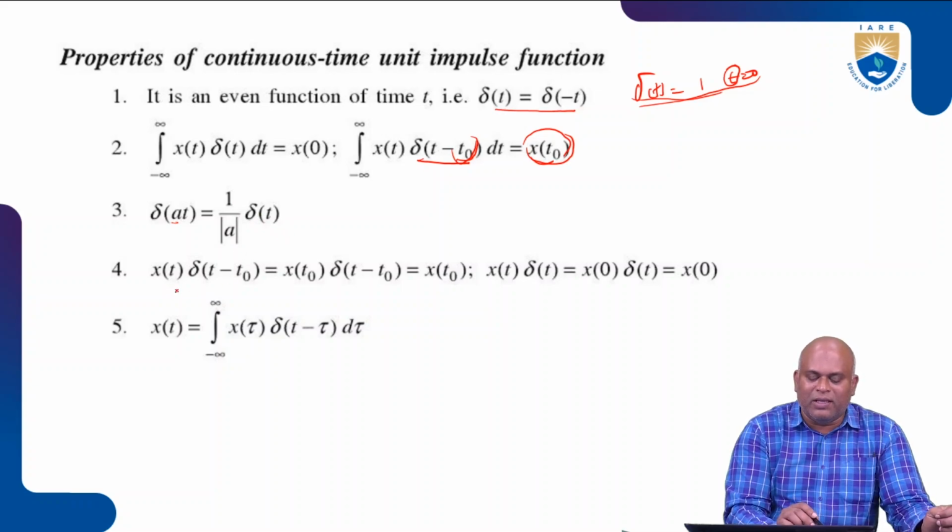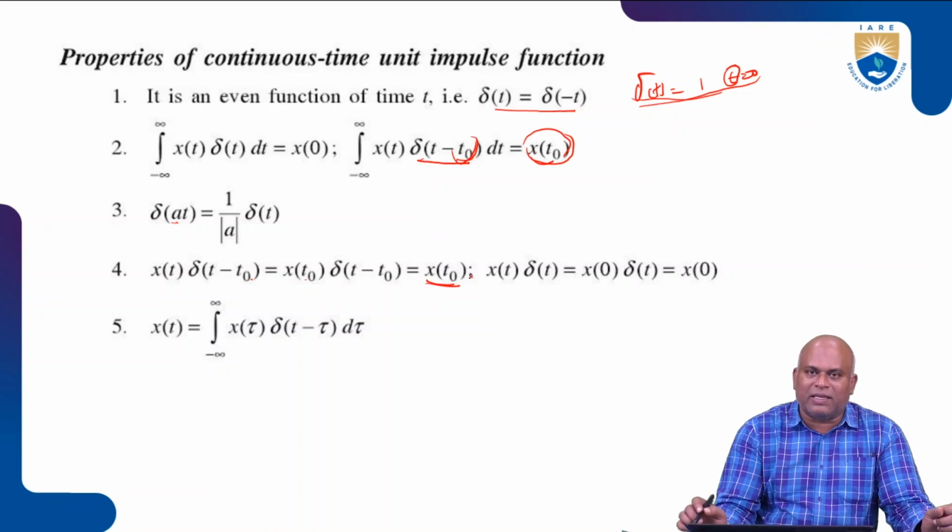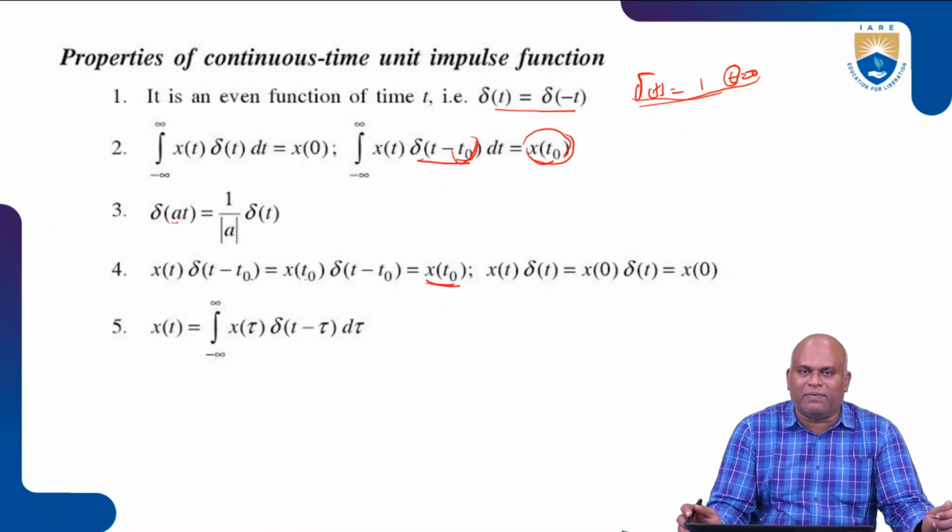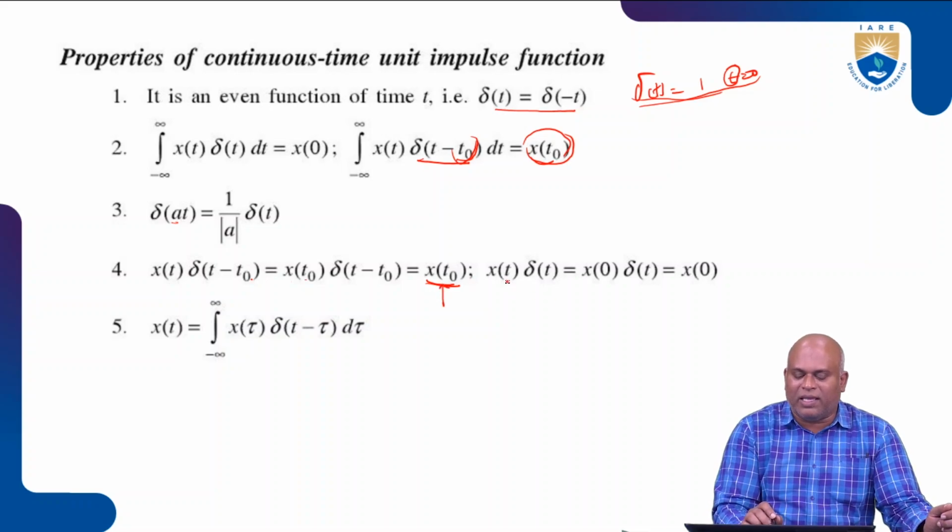Then the fourth property: if you multiply any signal by a shifted delta of t, you get the same amount of signal. I multiply x of t with delta of t minus t0, and we get x of t0. Finally, the output is x of t0. Anything you multiply with delta of t, only where delta of t is active do we get the output. Now x of t delta of t is equal to x of 0 delta of t, which is equal to x of 0.